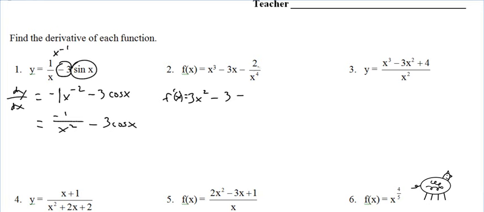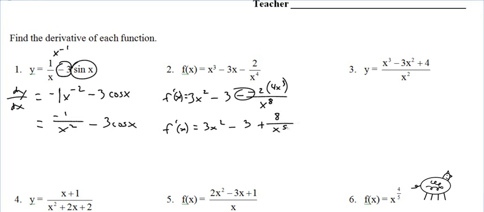So it's bottom times the derivative of the top, which is 0, minus the top times the derivative of the bottom, which is 4x cubed, all over the bottom squared. So x to the 8th, right? Let's just simplify that a little bit. So 3x squared minus 3 plus, two negatives, plus 8 over x to the 5th. Okay, that's not bad.